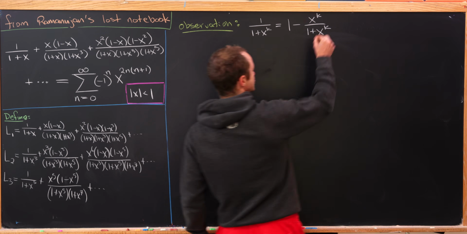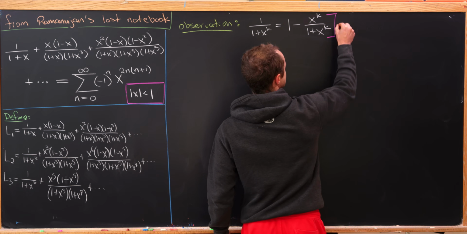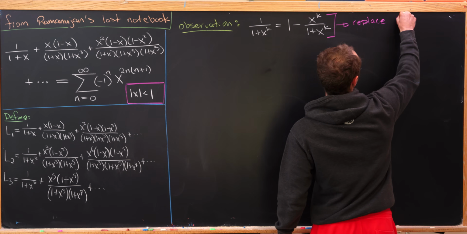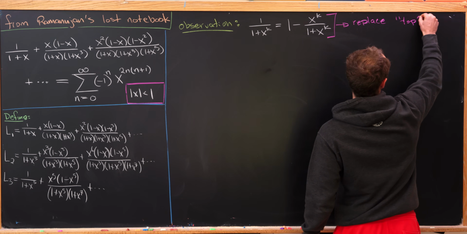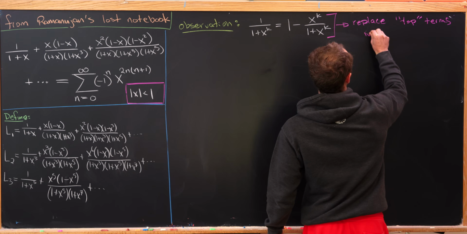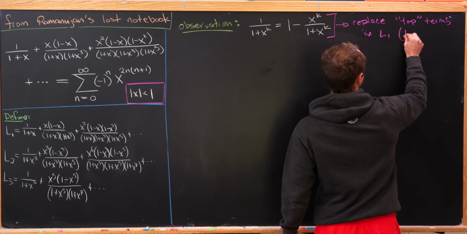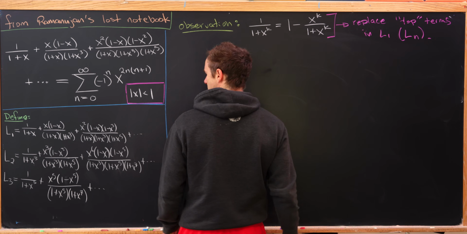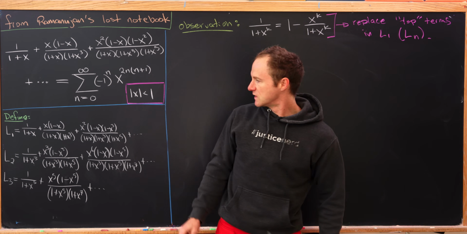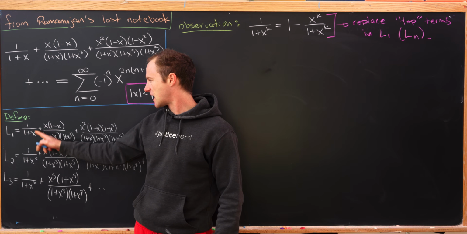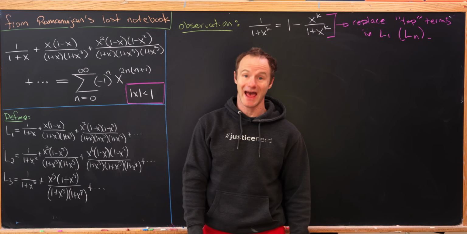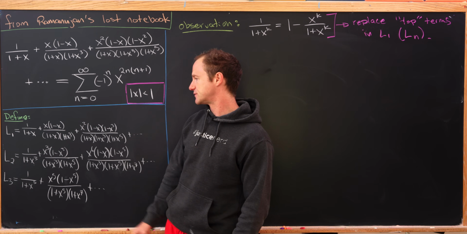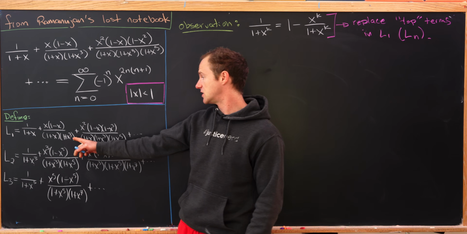But now what we'll do is we'll take this very simple identity and use it to replace the so-called top terms in L1, or really in general in Ln. And what do I mean by the top terms? Well, in this case, I would consider the top term this 1 over 1 plus x. Whereas in this second summand, my top term is the 1 over 1 plus x cubed.